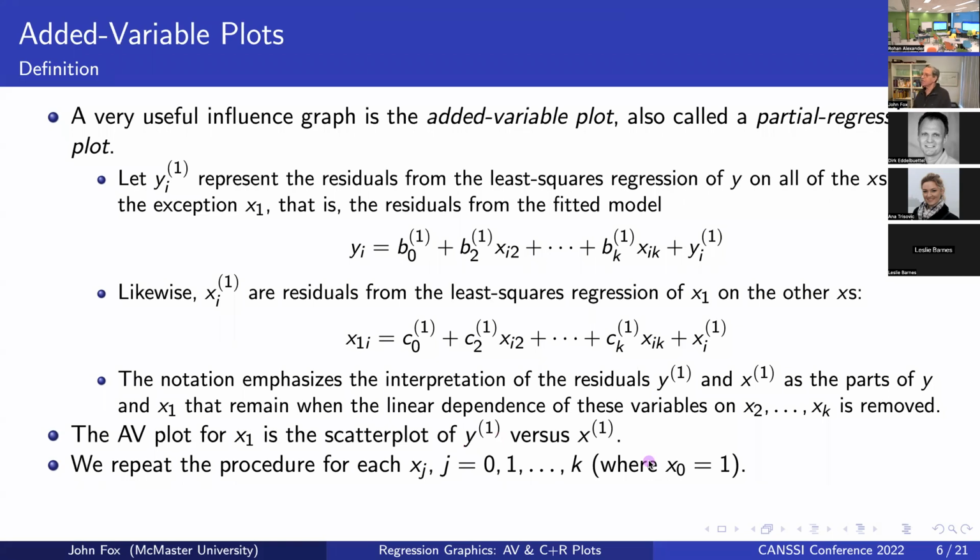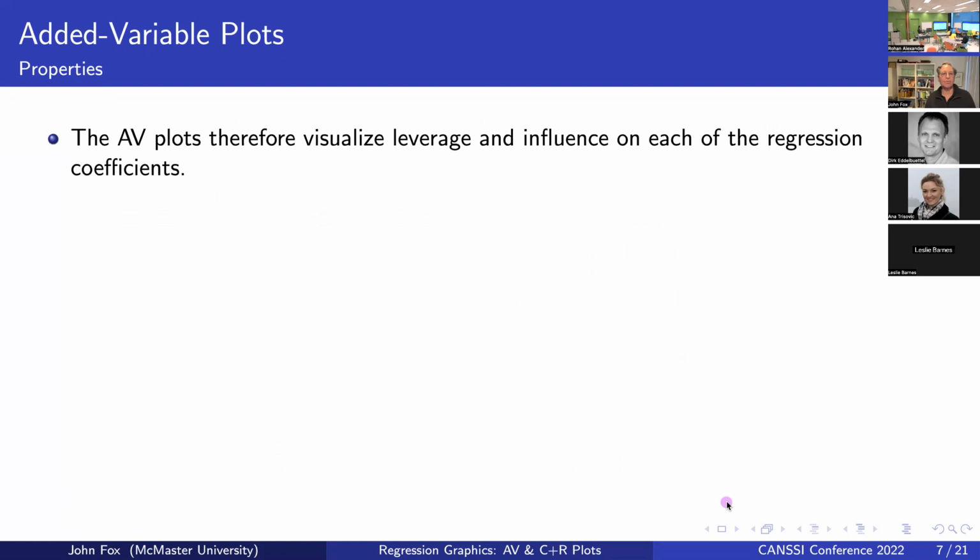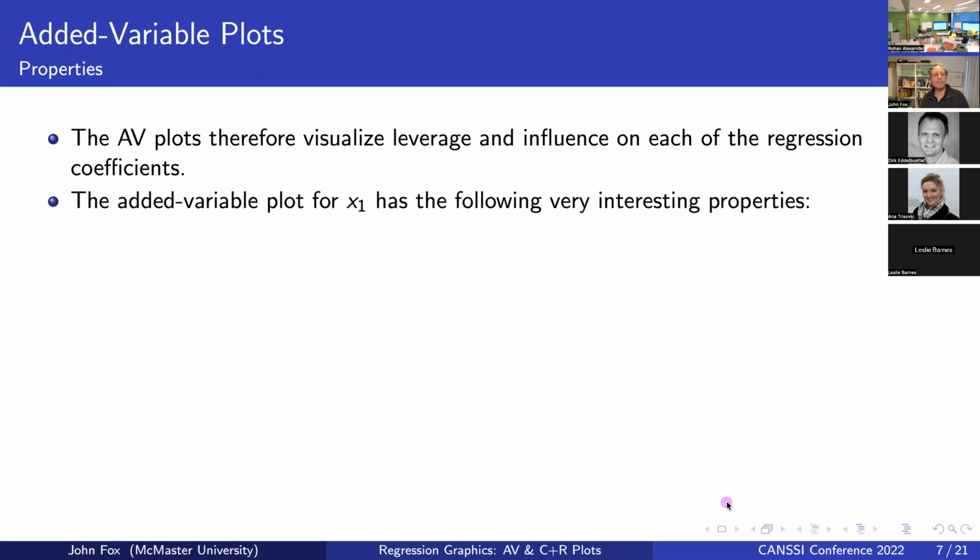The spirit of this is that we would draw one such plot for each regressor in the model, including possibly, though not necessarily, the constant regressor x0. So we would repeat this for each of the regressors in the model. In effect, we would have reduced the k+1 dimensional point cloud of the data into a series of two-dimensional graphs. So the object is to visualize leverage and influence on each of the regression coefficients in turn.